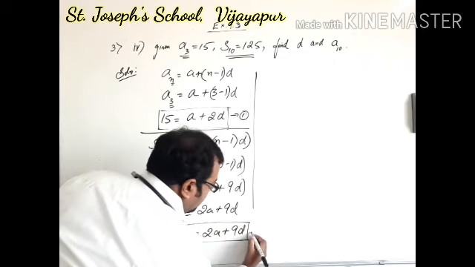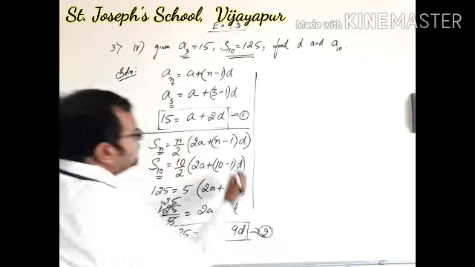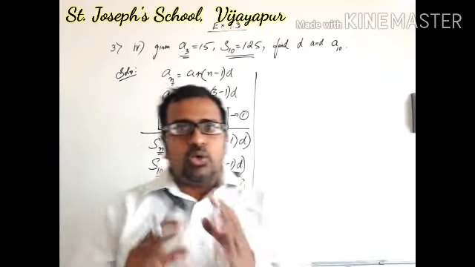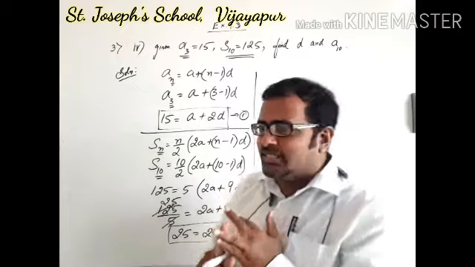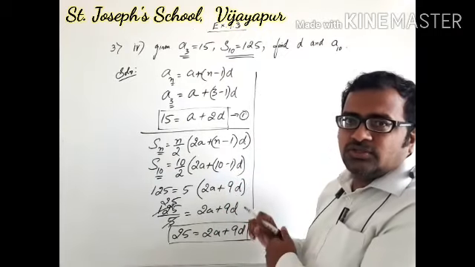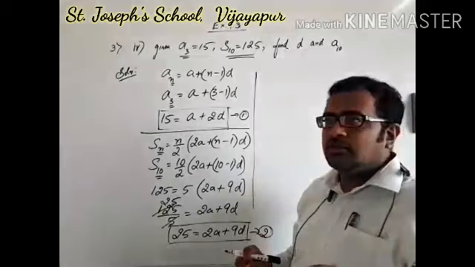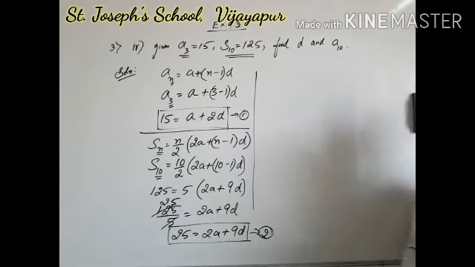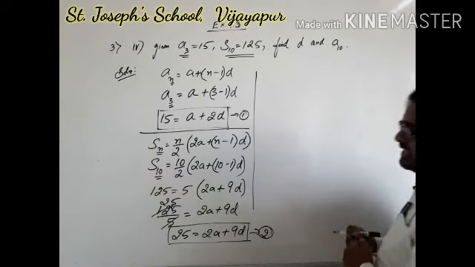One more equation we have got. We'll call this equation 2. Look at equation 1 and 2. There are two linear equations. In both of them, the unknown variables are same, a and d. We can use this as simultaneous equations and solve them. So using these two equations, now let us try to find out the value of a and d first.